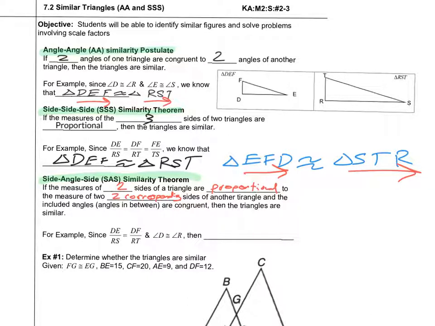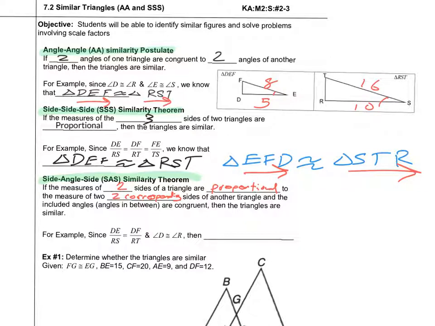Let's say that this is like 5, this is 10, let's say this is like 8, and this is 16. So we have these two sides that are proportional, right? 8 times 2 is 16, 5 times 2 is 10. So we can see that these two sides are proportional. Well, if we also know that the angle in between those two sides is congruent on both triangles, then that's enough for us to use side-angle-side similarity.